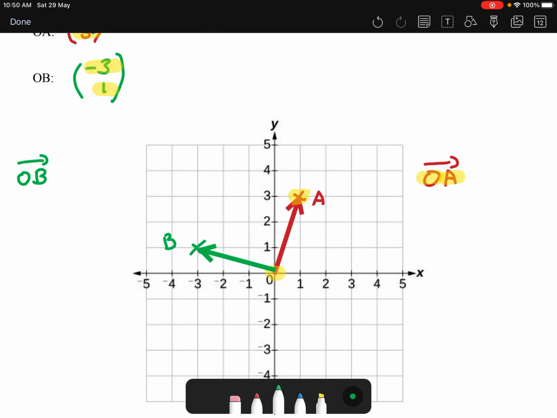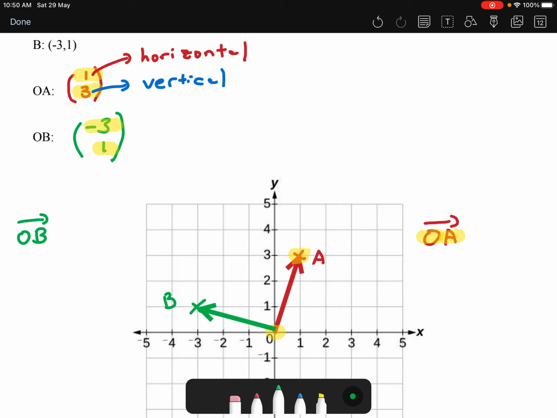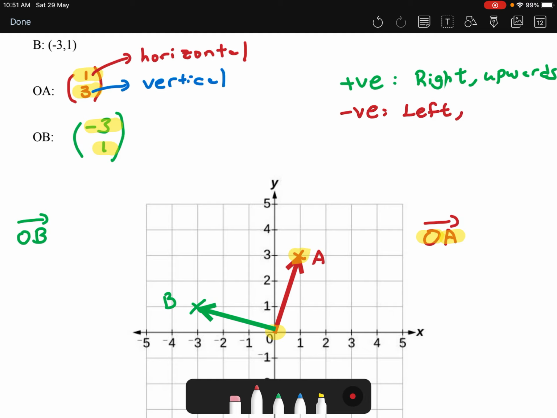Because remember, from the concept of column vector, when I'm talking about positive direction, positive direction means I'm going towards the right hand side, or I'm going upwards. Normally when we are going upwards, or towards the right, it's called positive, and negative will be leftwards and downwards.